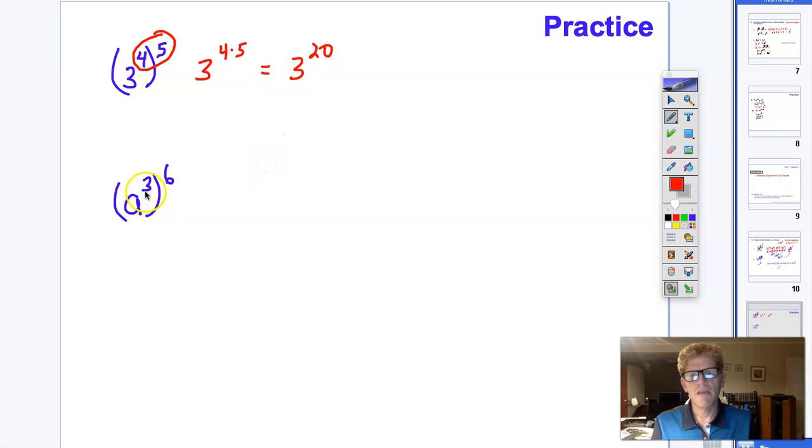No problem. And then we come down to this one, a to the 3rd to the 6th power. So I'm going to multiply my two exponents. A to the 3 times 6 power, which is a to the 18th. And you're done.